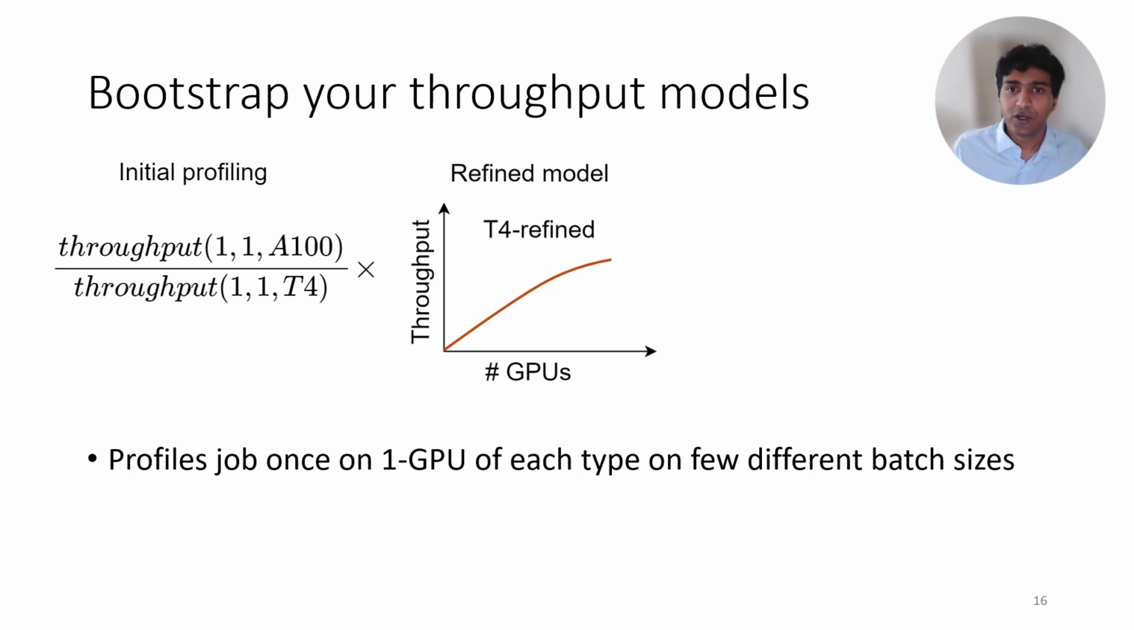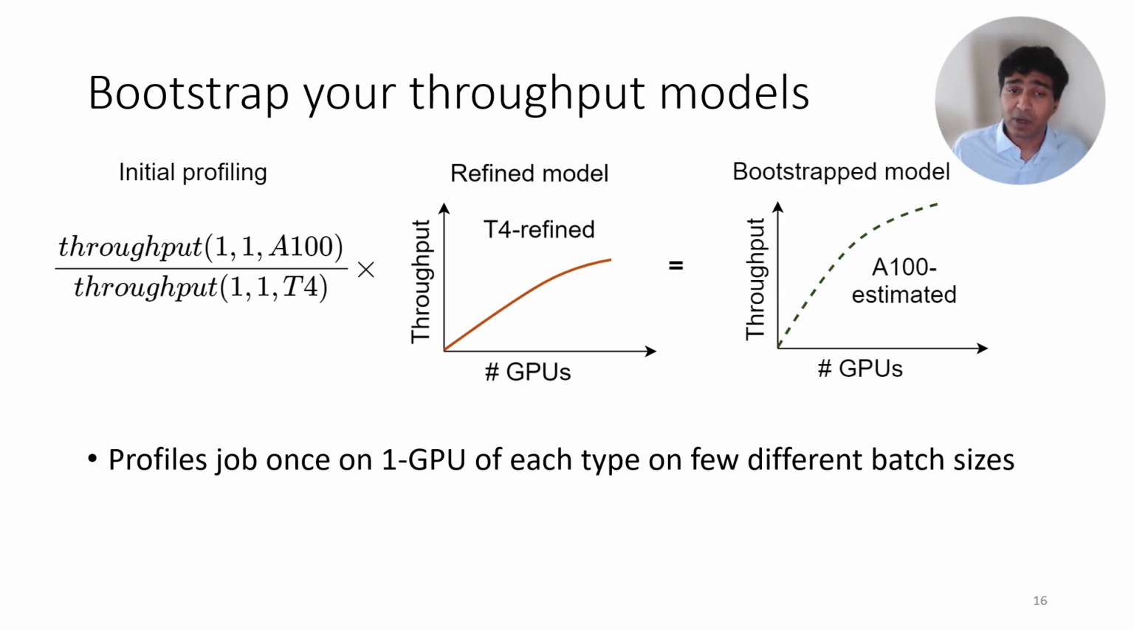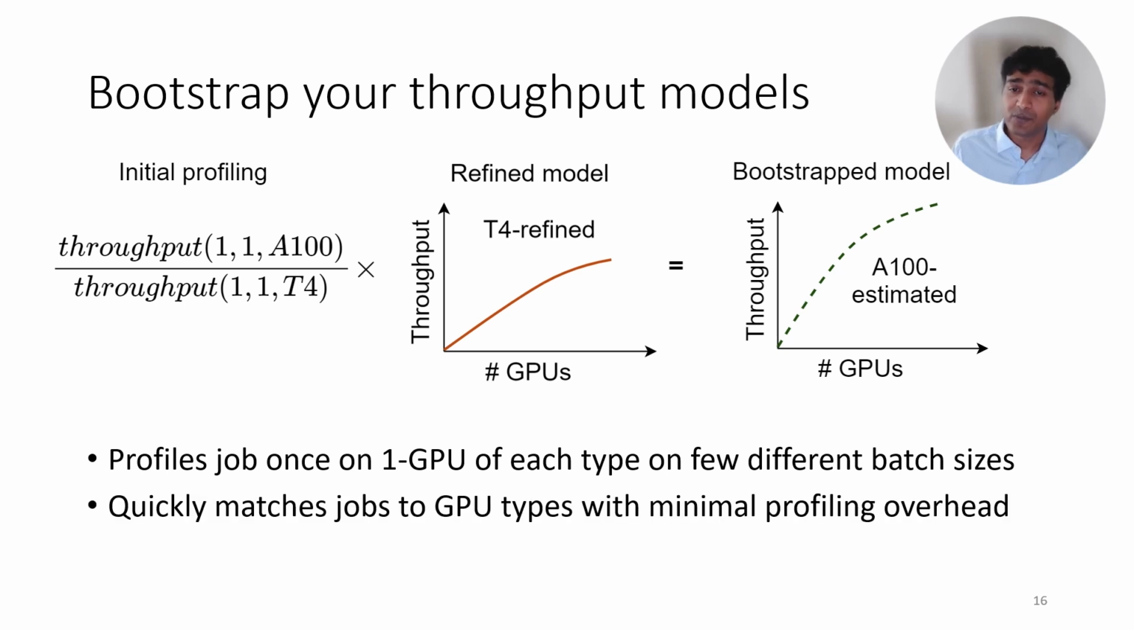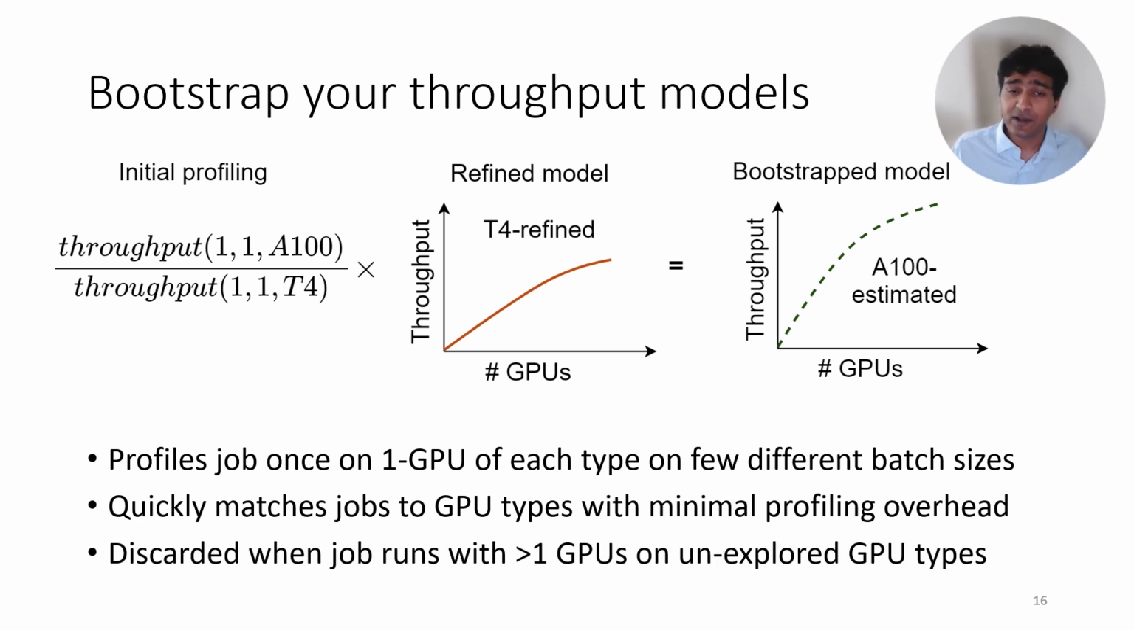To get around this problem, SIA bootstraps a throughput model for A100s by multiplying the refined model for T4 GPUs with the ratio of the job's 1 GPU throughputs on A100 to T4 that was obtained during the initial profiling. SIA uses the bootstrap throughput models to guide job allocations, and when the job runs on A100 GPUs, we can discard the bootstrap models in favor of the refined models.